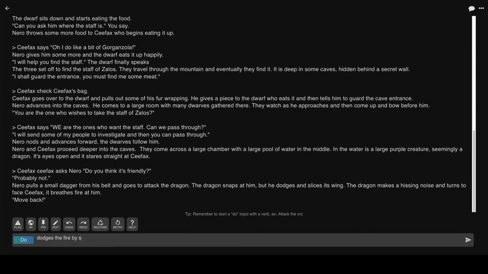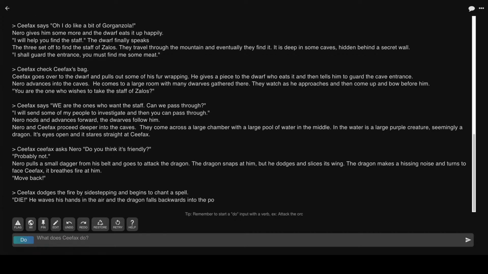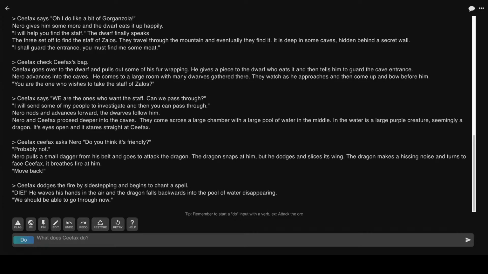So, okay. Ceefax dodges the fire by sidestepping and begins to chant a spell. Oh, that's interesting. It is a fantasy setting. Ceefax dodges the fire by sidestepping and begins to chant a spell. "Die!" Oh, goodness, that's not a good spell. Not a great spell, is it?